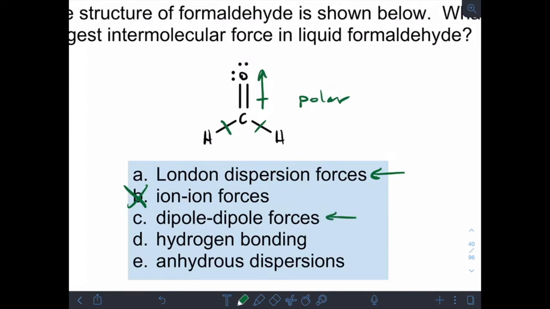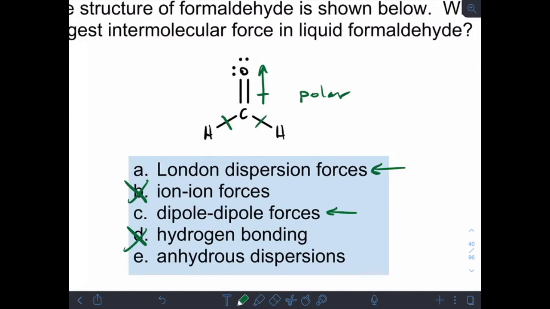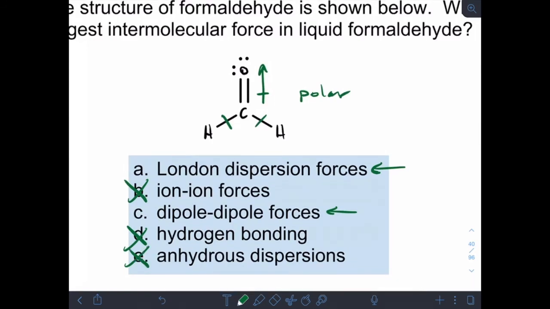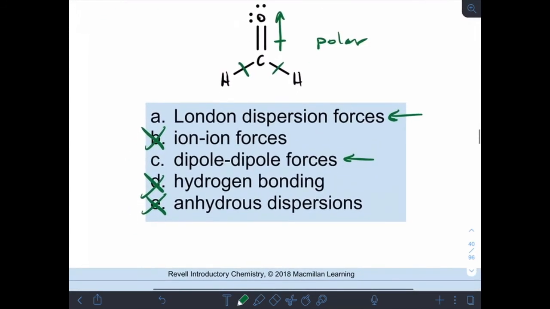Now, do I have a hydrogen bonded directly, and that's the important part, do I have a hydrogen bonded directly to the oxygen? And the answer is no. Just because I have oxygens and hydrogens in the same compound does not mean that I have hydrogen bonding. So between these two forces, dispersion or dipole-dipole, dipole-dipole wins.